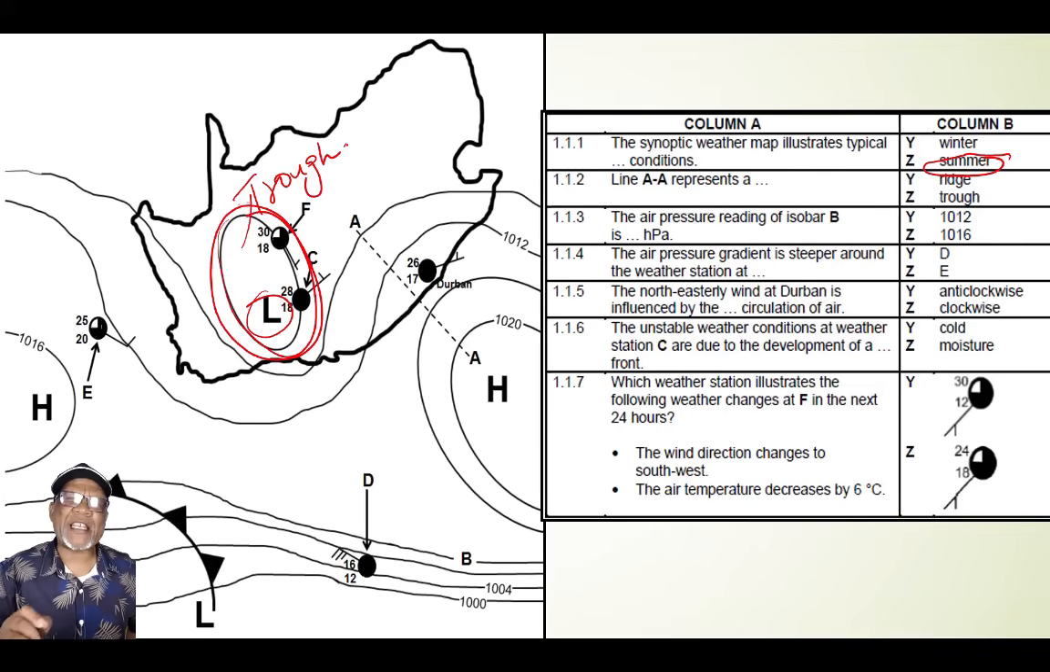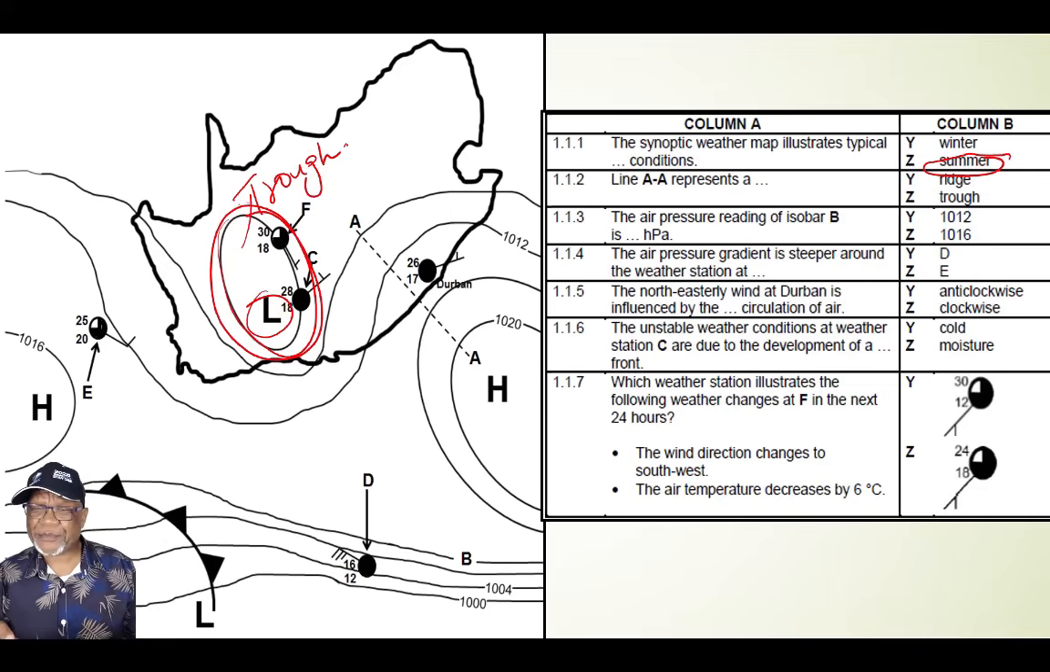But what is the name of the trough that we experience in the interior of South Africa, especially during summer? It is called line thunderstorm. Not line thunderstorm. It is called moisture front, rather. This is a moisture front. This is a trough. It is an elongated low pressure cell. It is called a trough.